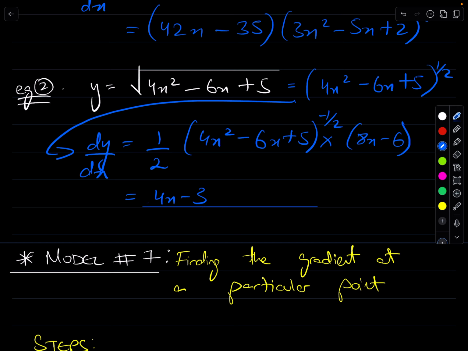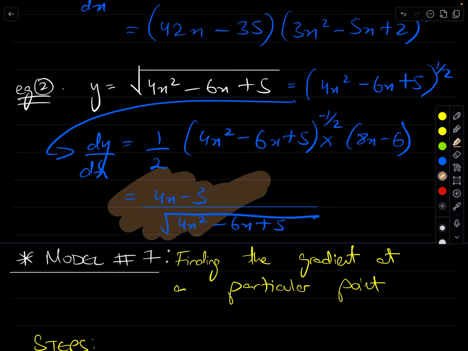Let's remove the brackets since we don't need them anymore. Over the square root of 4x square minus 6x plus 5. And this is our final answer.